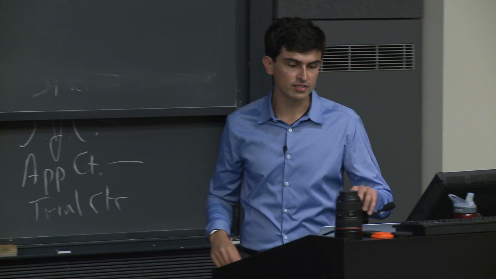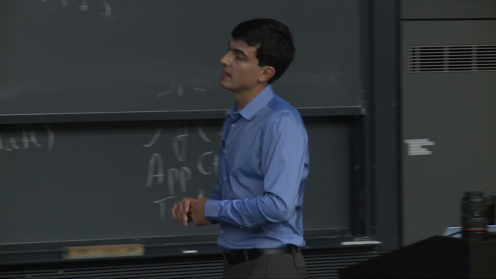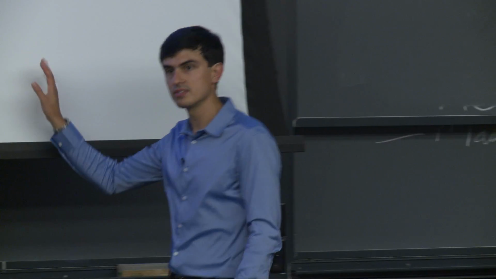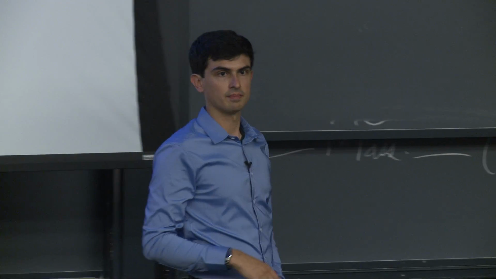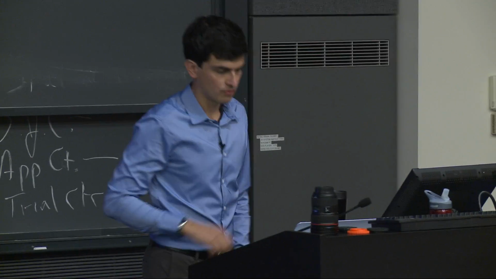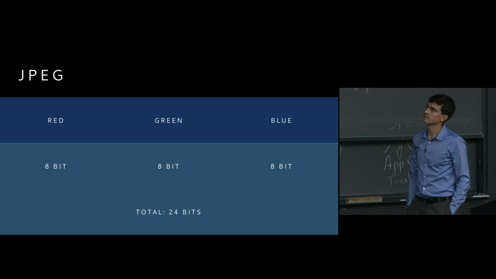So we have, in essence, an 8-bit file. The reason that it's an 8-bit image type is that each one of these channels, the red channel, the green channel, and the blue channel, are provided 8 bits worth of information for a total of 24 bits.